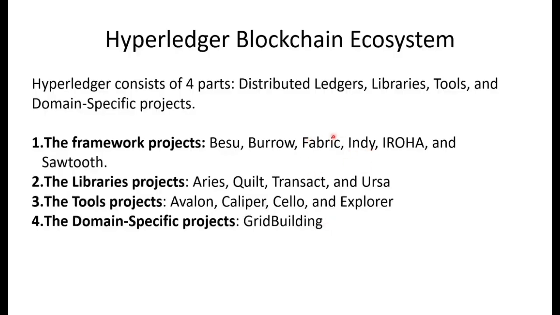So, Hyperledger blockchain is actually an ecosystem. It consists of multiple parts: distributed ledgers, libraries, tools, and domain-specific projects. The framework of projects includes Burrow, Fabric, Iroha, and Sawtooth. So if you go onto the Hyperledger website, you'll see all of these. There are also library projects as well, and tool projects: Cello, Explorer. Explorer is probably the best known, and then there are domain-specific projects. Here's one: grid building.